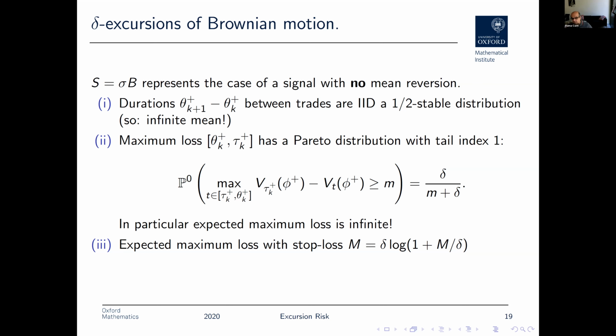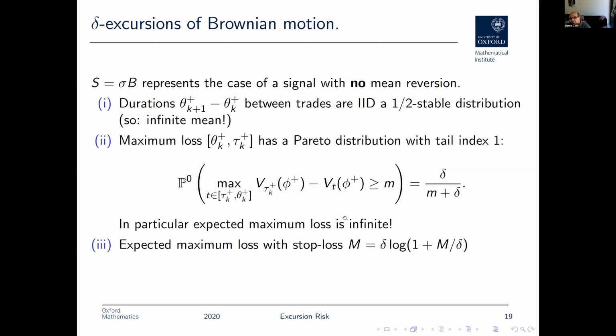How about the height of the delta excursions? Well, the height of the delta excursion translates into the maximum loss of your strategy, because if you think it's going to go back to 0 and it goes the opposite direction, well, you're going to lose money until it comes back. So the maximum loss is the maximum height of the excursion. And this result says that if your signal is really Brownian motion, then the maximum loss you can have, or the maximum height of the excursion, has a Pareto distribution. So it's a power distribution with tail index 1.